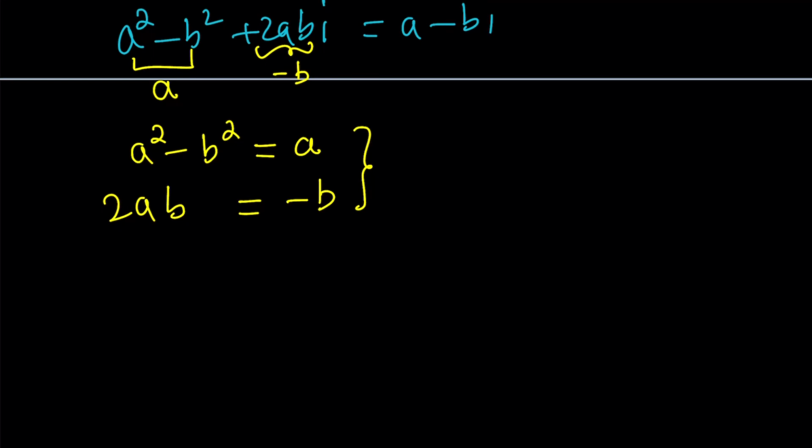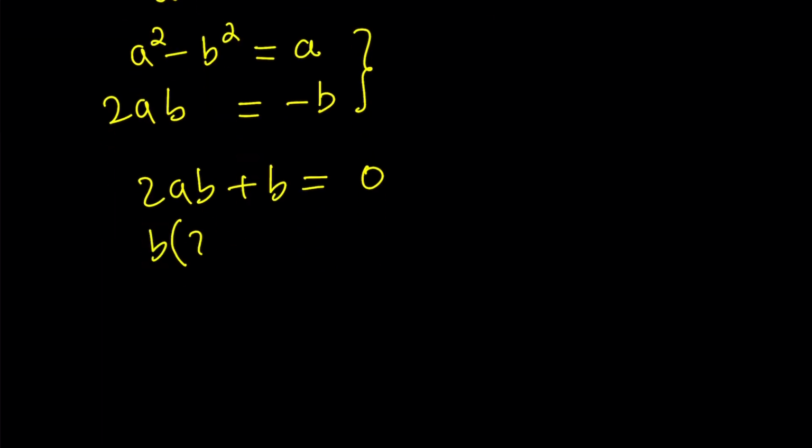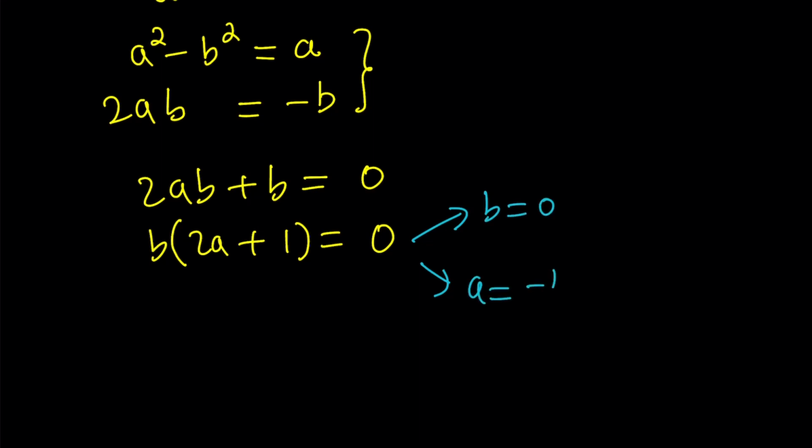Let's put negative b on the left, and then factor out a b, and boom, this gives us two things. Great, awesome. That's why I went for the second equation. From here we can say either b is 0 or a is negative 1/2. You always got to remember a and b are real numbers.